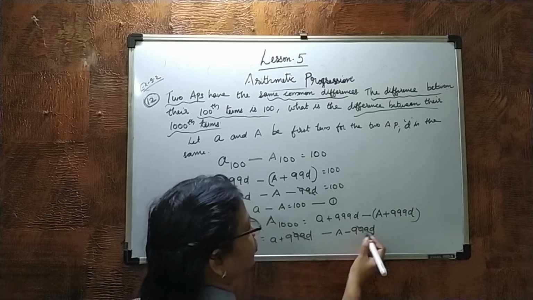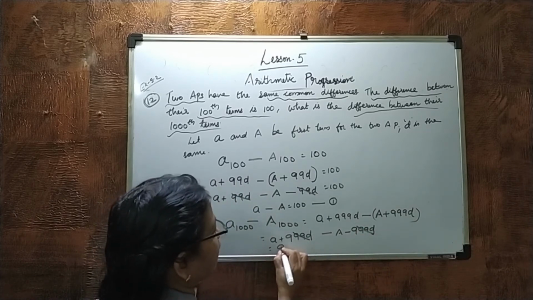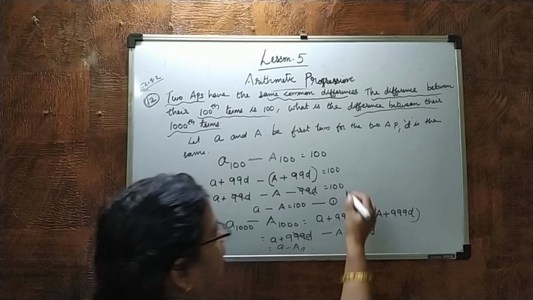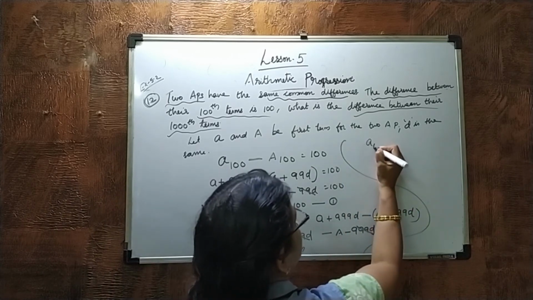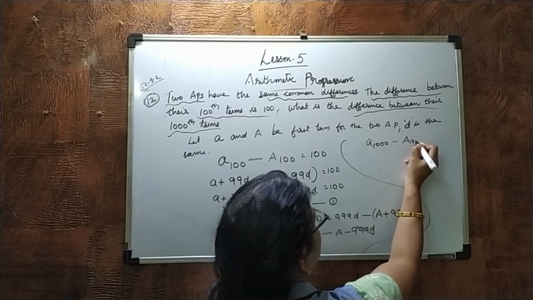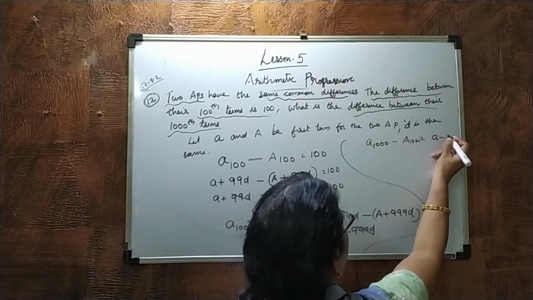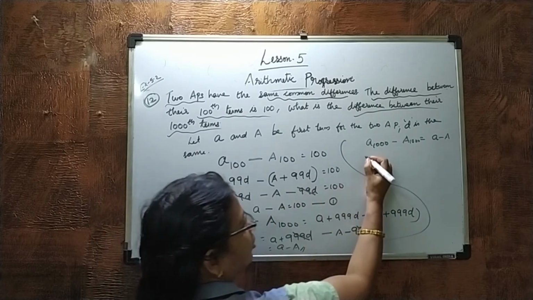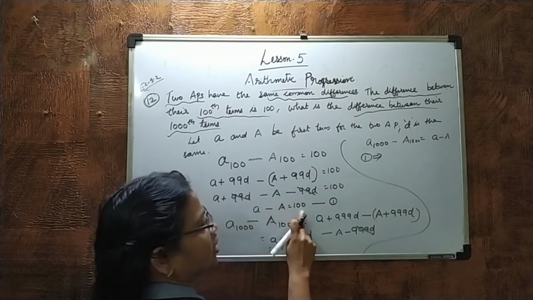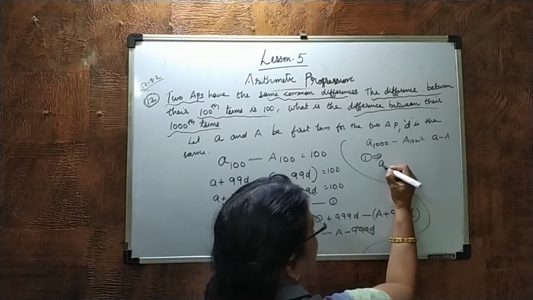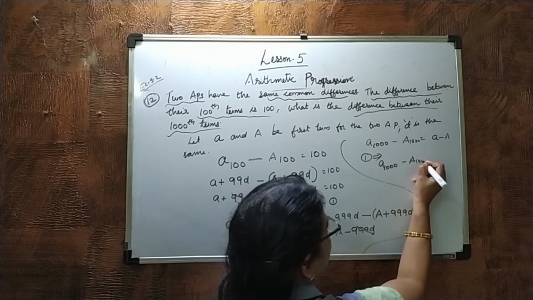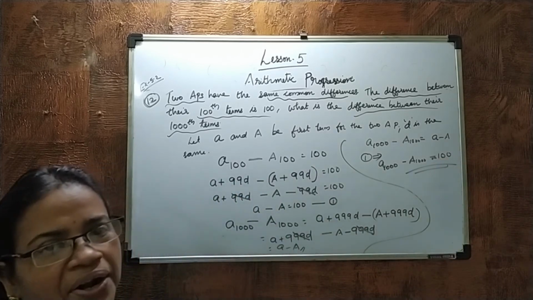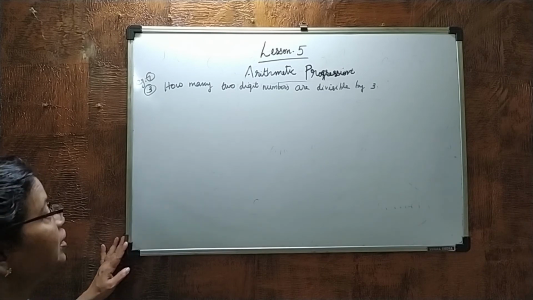Again we can cancel from here to here. What will you get then? You will get a minus A. Right? That means A1000 minus capital A1000 you have to find out, and they got the answer a minus A. Then what does equation number 1 say? From equation number 1, a minus A is equal to 100. So A1000 minus capital A1000 is equal to 100. The difference will be 100. This is example number 7.